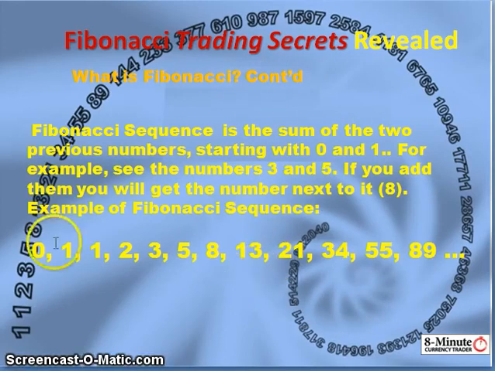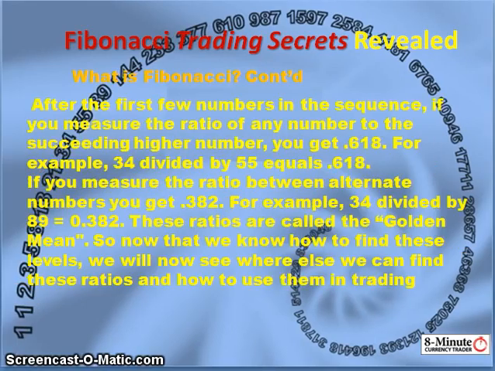What's really interesting about this particular sequence is that after you add the first few numbers in the sequence, if you take the ratio of two consecutive numbers, you get 0.618, that golden mean, which is called phi. For example, 34 divided by 55 equals 0.618. If you measure the ratio between alternate numbers, you get 0.382. For example, 34 divided by 89 gives you 0.382. These ratios are called the golden mean.